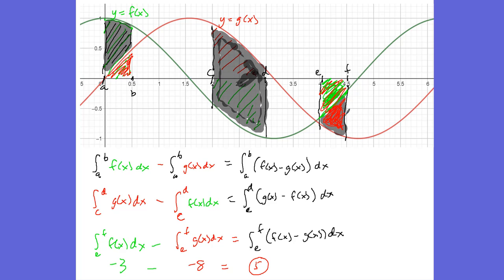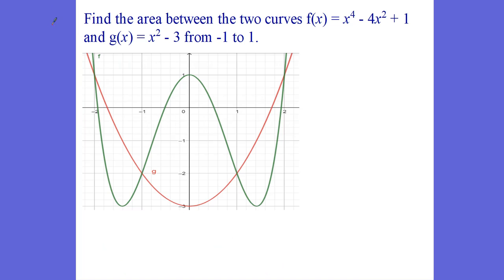Now you might say, why isn't this area negative? This area is below the x-axis. Remember, this is just the area between the two curves. It's not giving us direction here. It's just the area between the two curves. And so this is how we find the area between two curves: we take the upper function minus the lower function, and we take the integral of that.